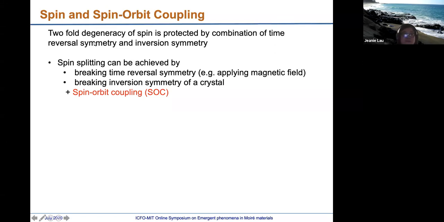Let me give a brief introduction to spin-orbit coupling for the students in the audience. The twofold degeneracy of spin is protected by the combination of time reversal symmetry and inversion symmetry. If we want to achieve spin splitting in a crystal, you can do it by breaking time reversal symmetry, for example by applying an external magnetic field, which gives you Zeeman splitting of spin. Alternatively, you can break the inversion symmetry of the crystal, and this, coupled with spin-orbit coupling, will produce a spin splitting even without a magnetic field.